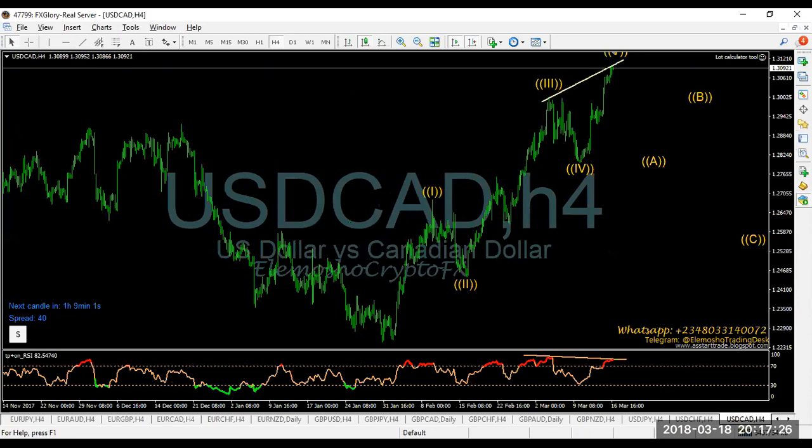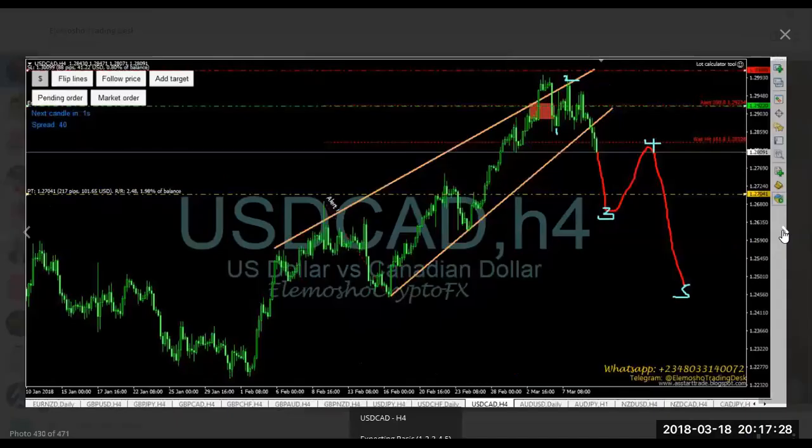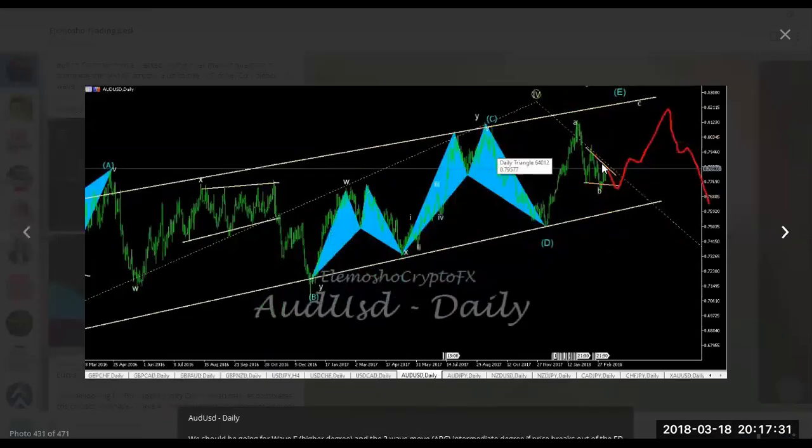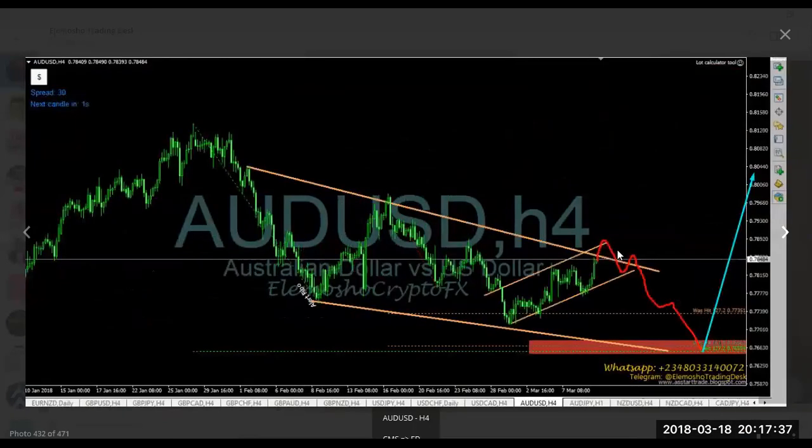So let's look at the next setup that we had, the Aussie. Now for the Aussie, I told you that we'll be having an ending diagonal right here before we go to the upside. And I gave you guys this setup that when price gets to this area, it's supposed to reject it and come down. Now let's look at what we eventually had on the MT4.